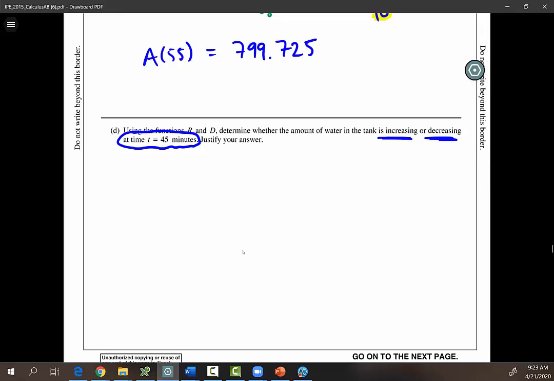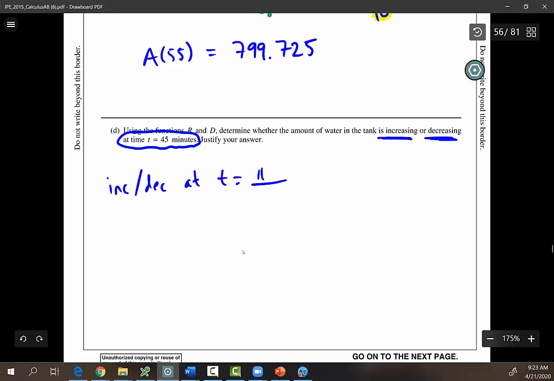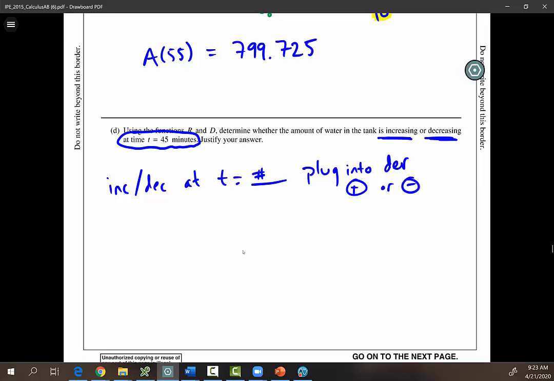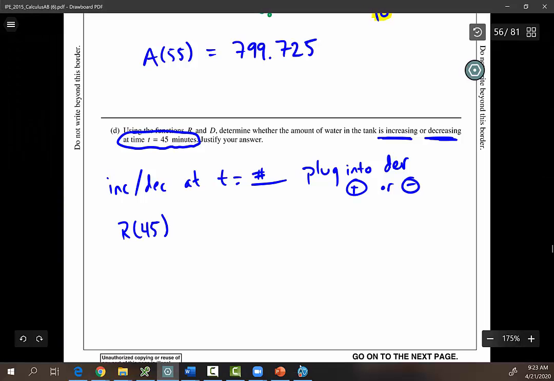It's something I go over more once we get to some of these questions. But the key is if we ever want increasing or decreasing at some time equals some number, all you need to do is plug it in. You're just going to plug it into the derivative and see, is it positive or negative? Now in this case, what's the derivative? There's a rate in and there's a rate out, but the rate already is the derivative. So R of 45 would be the rate in, and D of 45 would be the rate out.